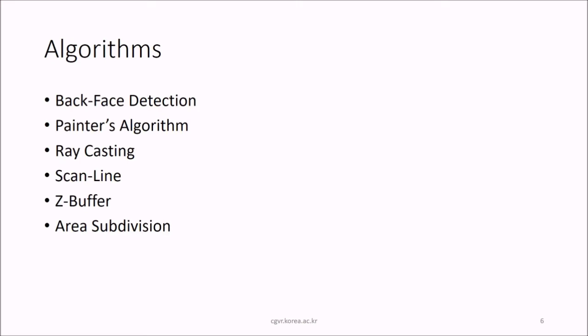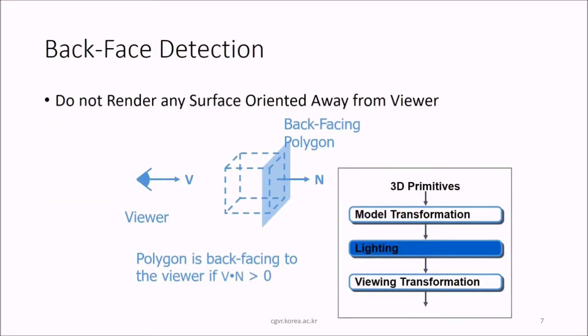So the algorithms are back face detection, paint test algorithm, ray casting, scanline, Z buffer, area subdivision. We're not going to detail them. This is just an overview computer graphics session, so we'll just try to touch upon them.